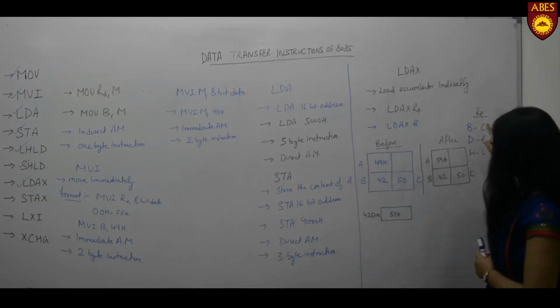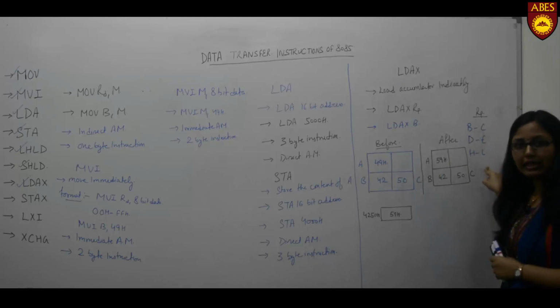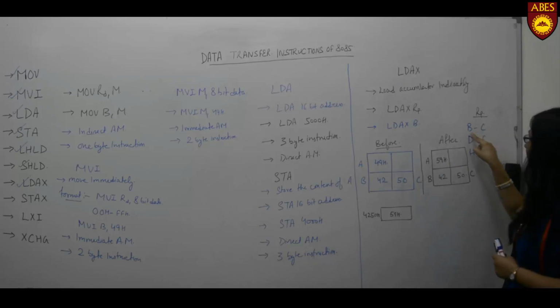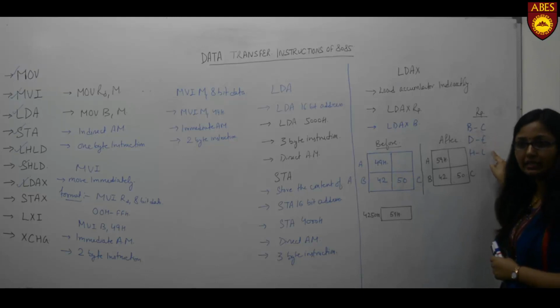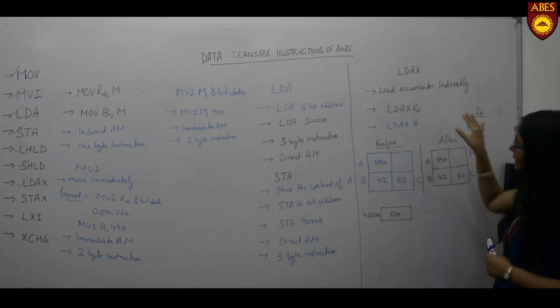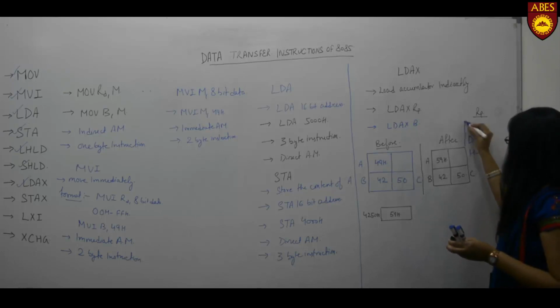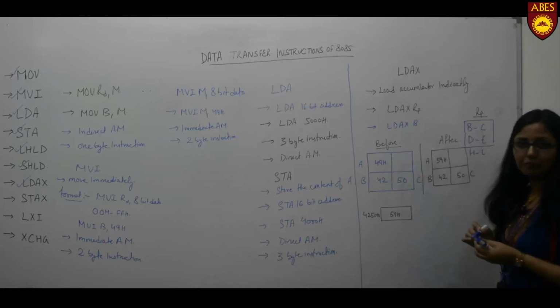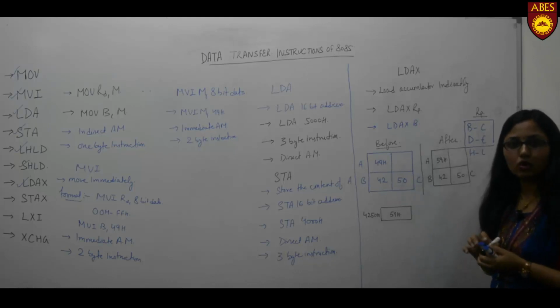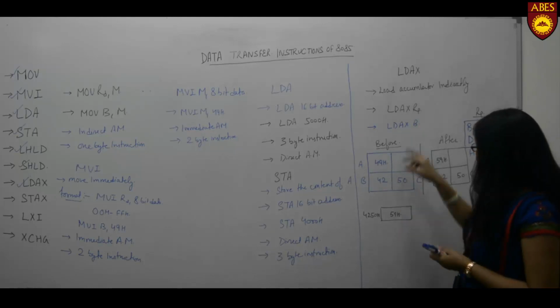pair. These are the register pairs which are used in 8085 microprocessor: register pair BC, register pair DE, register pair HL. But in this instruction you have to use only BC register pair and DE register pair. HL register pair is not used in this instruction.